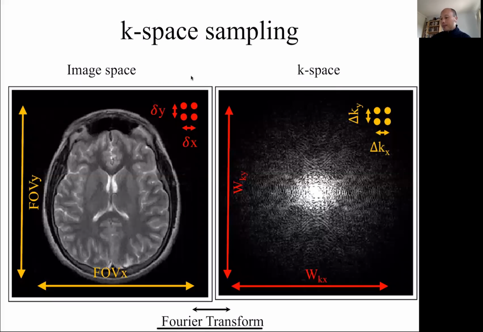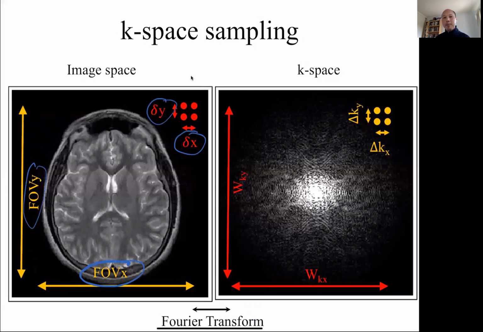So from last time, we talked a little bit about how in image space, the parameters of interest are the field of view in the x direction and the field of view in the y direction. Basically, those are determined once you know what the size of your object is, you would put in those fields of view. And then you're typically going to want some sort of resolution. So delta x and delta y, this is sort of how finely you want to be sampled in image space.